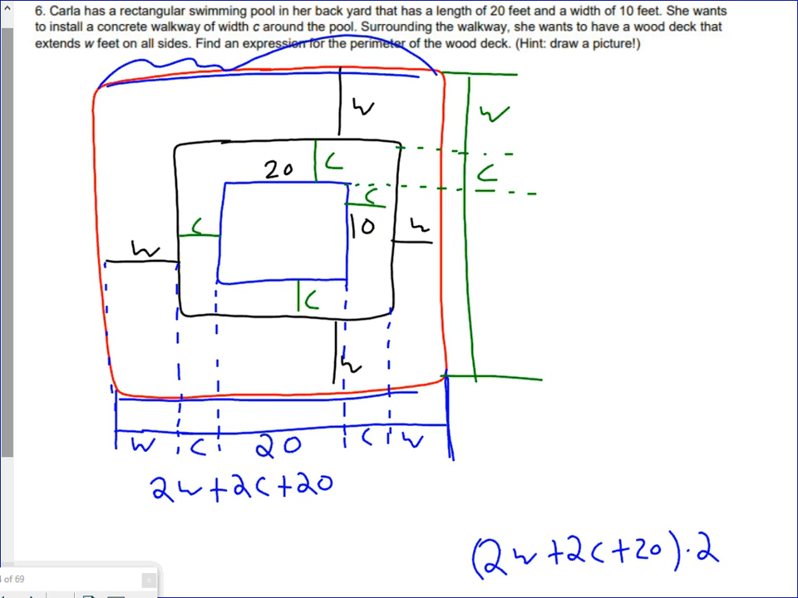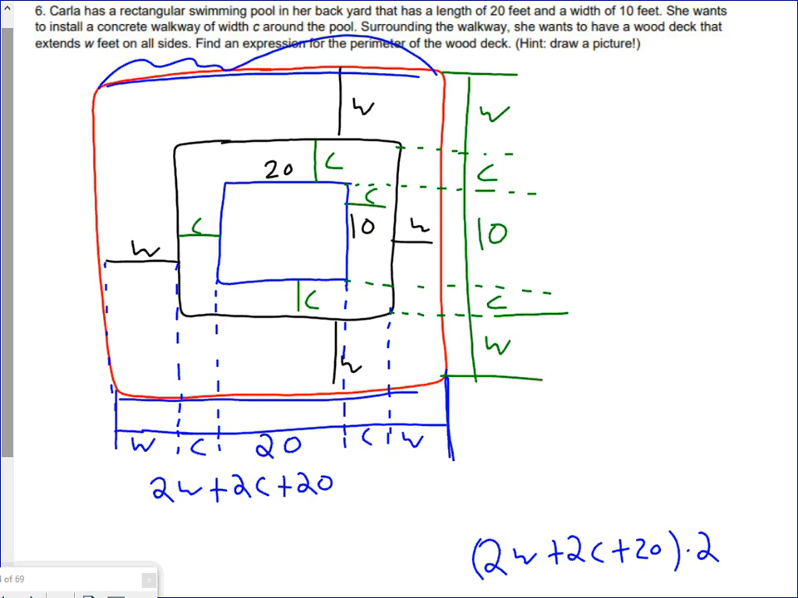And then from the pool to the other side of that pool, that's all 10 feet. We're told the width of the pool is 10 feet. That's where we're getting a 10 for that. And then from that dashed green line to this right here, that's all C, the edge of the pool to the edge of the concrete. And then last, from the edge of that concrete to the end of the other side of the wooden deck, that's W.